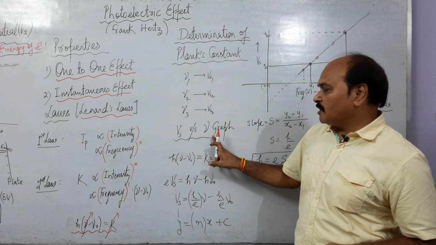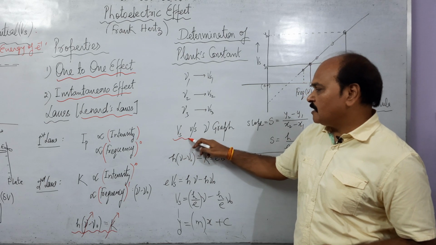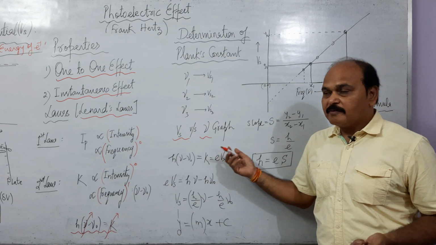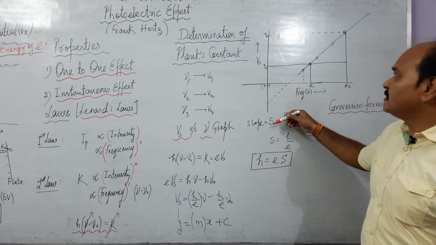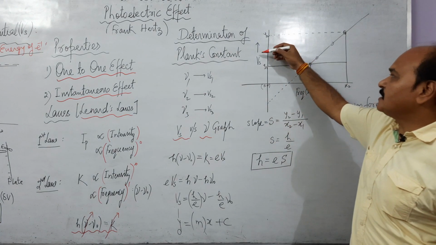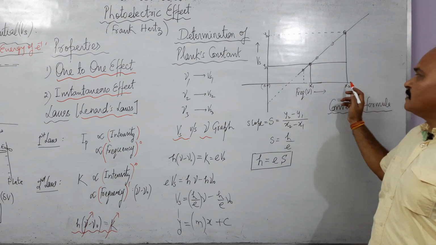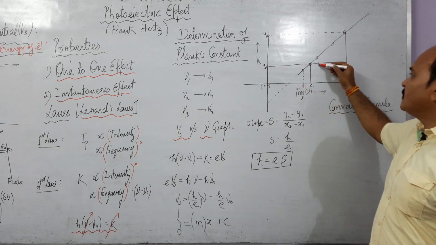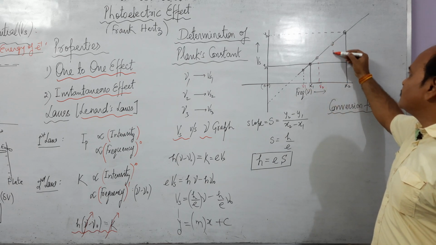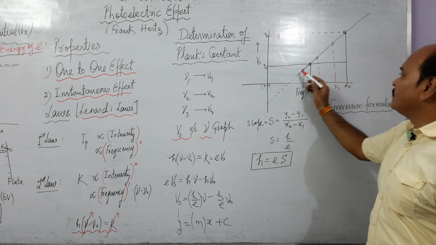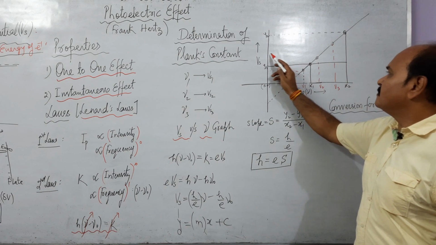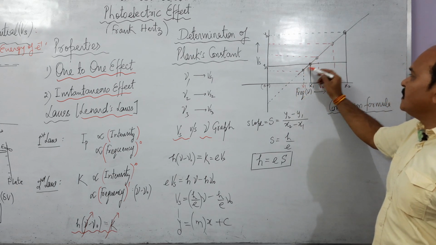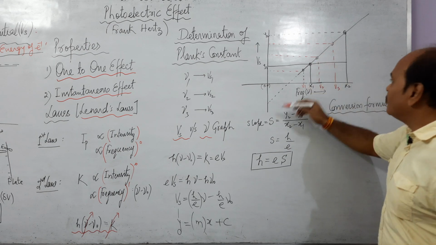We plot a graph between stopping potential and frequency, and when we plot the graph, we get a graph like this. This is the stopping potential axis Vs, and this is your frequency axis. These are the frequencies. Say this is nu1, this is frequency nu2, and this is frequency nu3. For different frequencies we have different stopping potentials. So we just plot these points over the graph. So these are the 3 or 4 points we get. We join all these points.